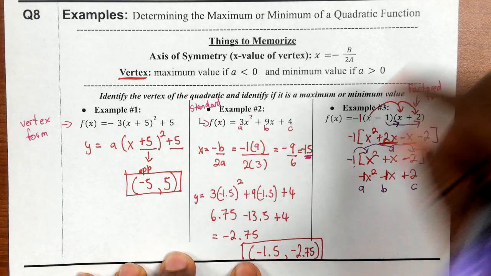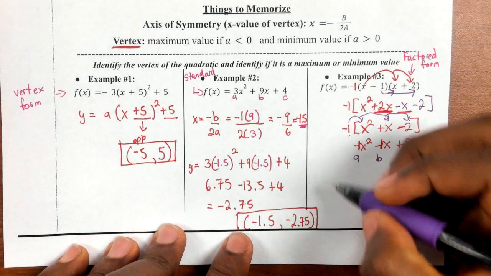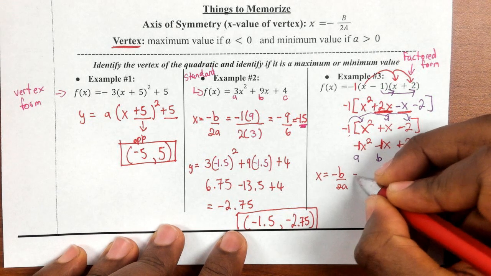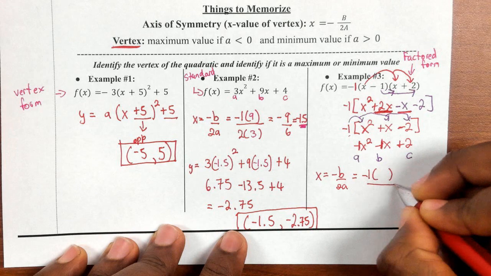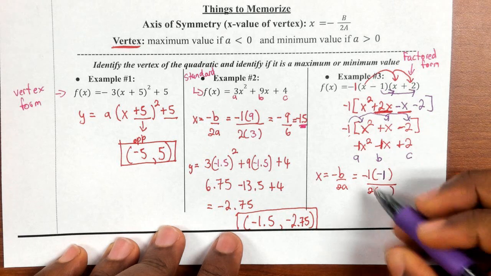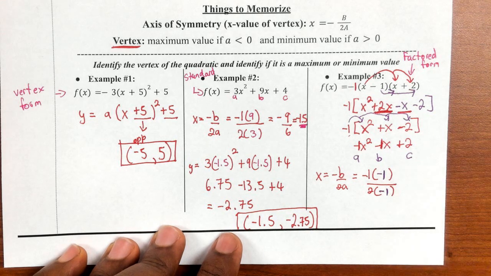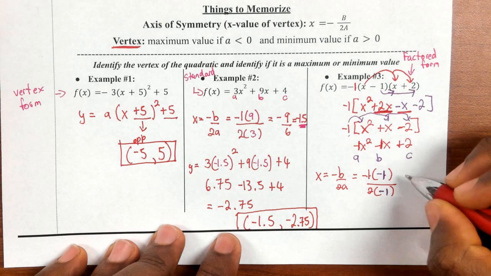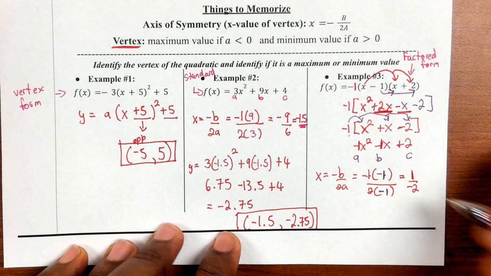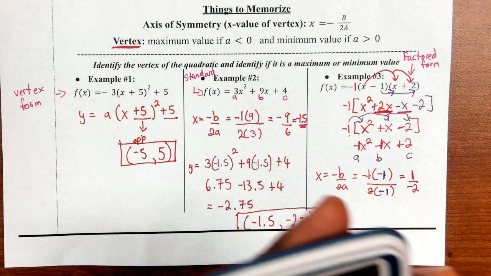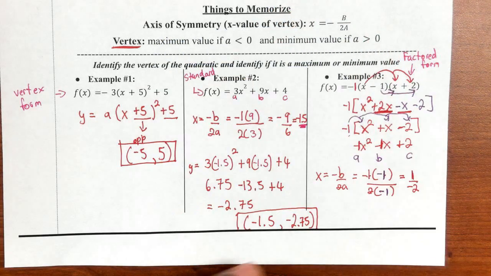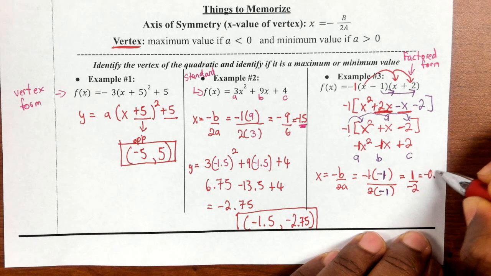Now let's use that same formula, x equals negative b over 2a. I would write negative 1 parentheses over 2 parentheses. And what is your b? Your b is negative 1. What is your a? Negative 1. Negative 1 times negative 1 gives me positive 1. 2 times negative 1 gives me negative 2. 1 divided by negative 2 will give me negative 0.5.